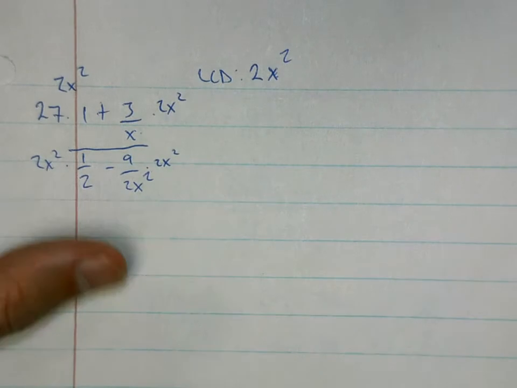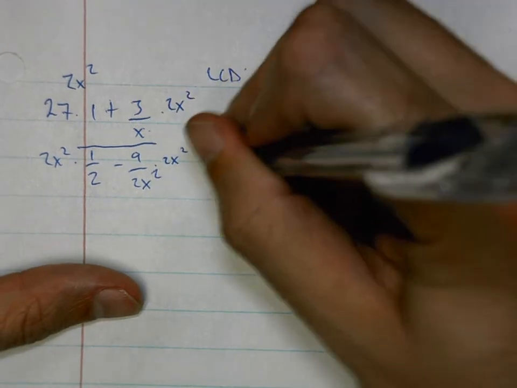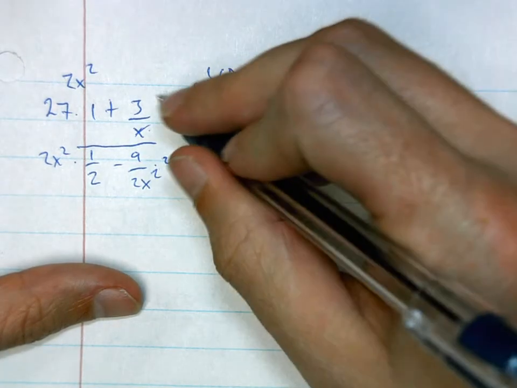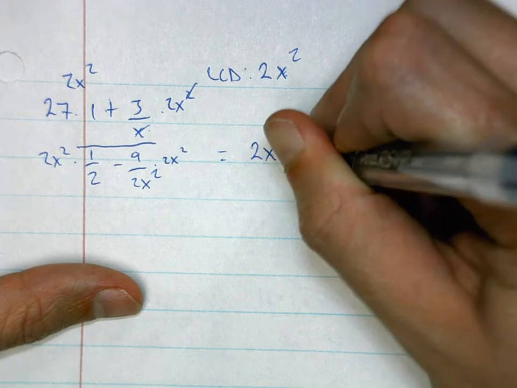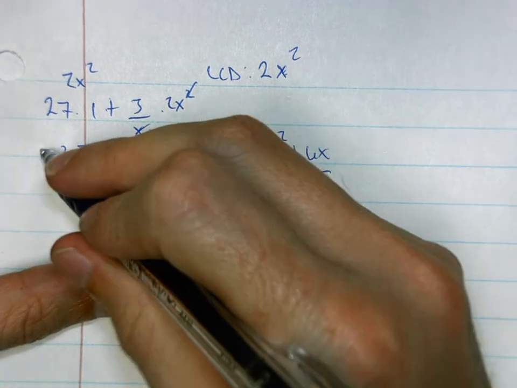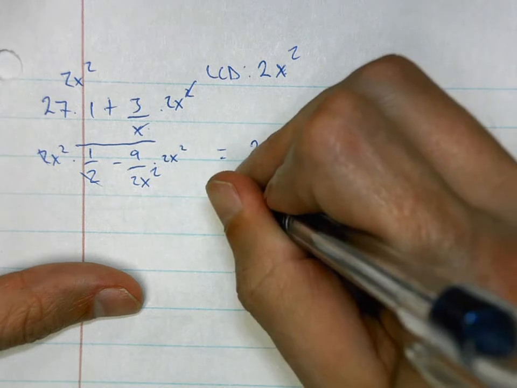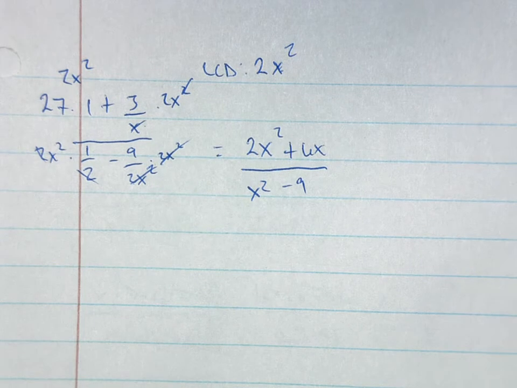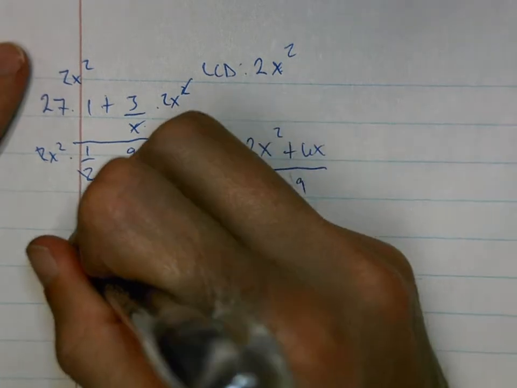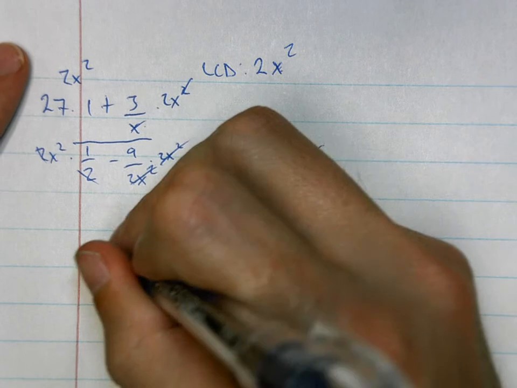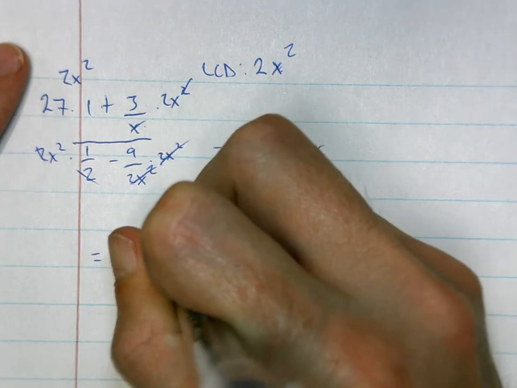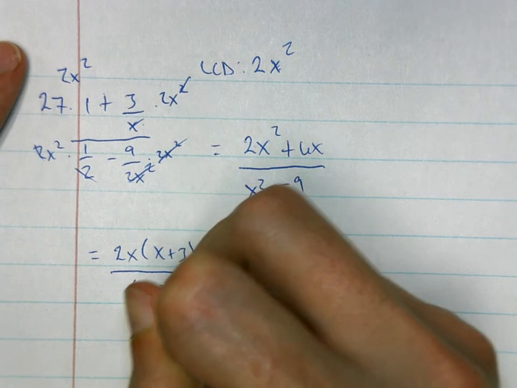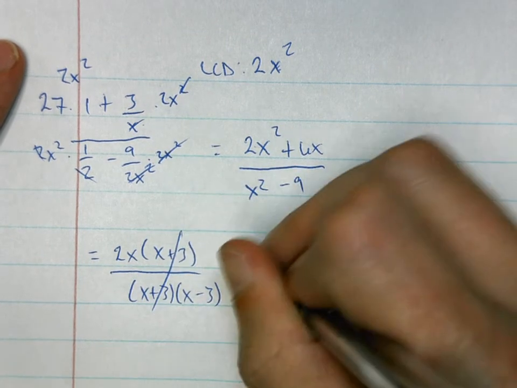So 2x squared times 1 is 2x squared. 2 and the x crosses out. 2x times 3 is 6x. The 2's reduce, and x squared times 1 is just x squared. The 2x squareds reduce, and we're left with minus 9. And let's factor top and bottom. GCF of 2x squared and 6x is a 2x, and you're left with x plus 3. This is difference of two squares, which is x plus 3, x minus 3. And you're left with 2x over x minus 3.